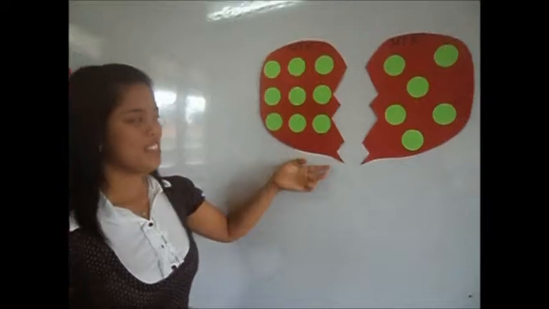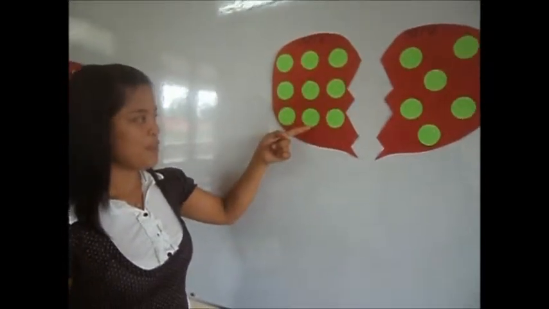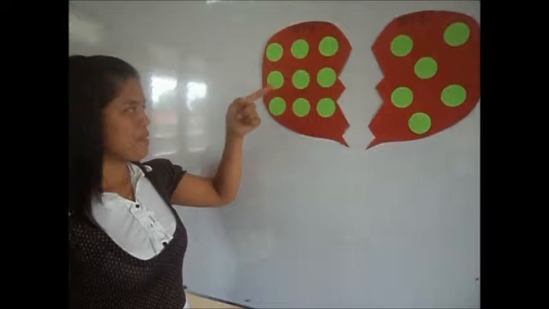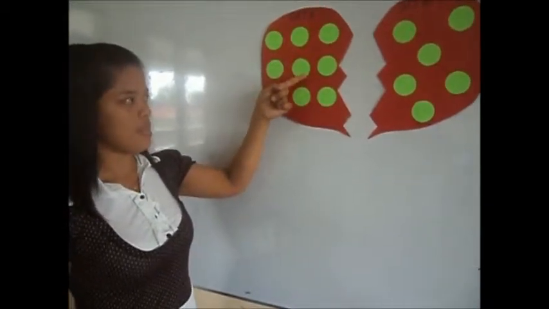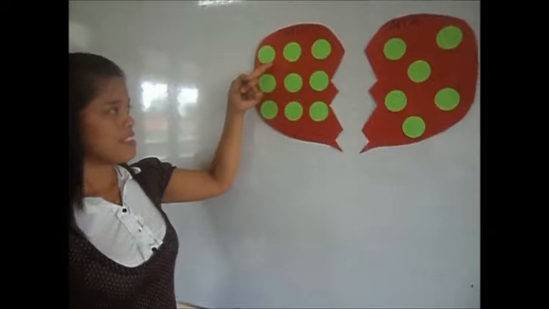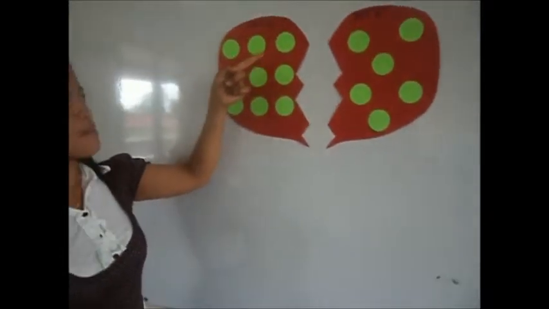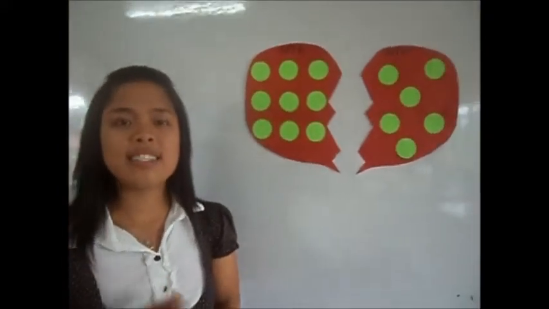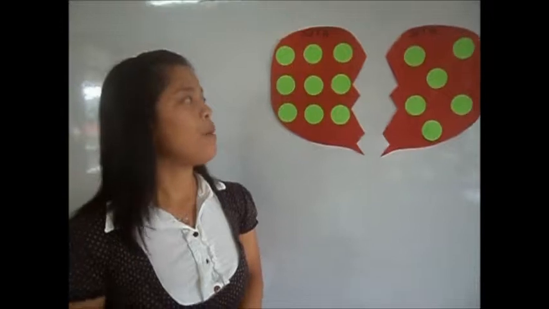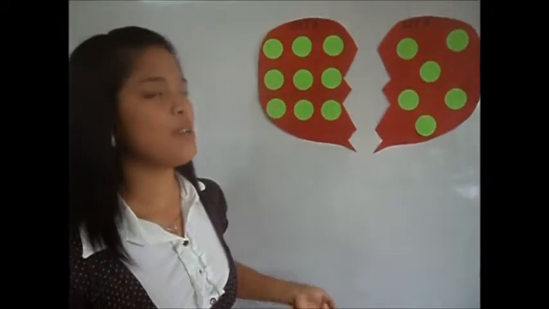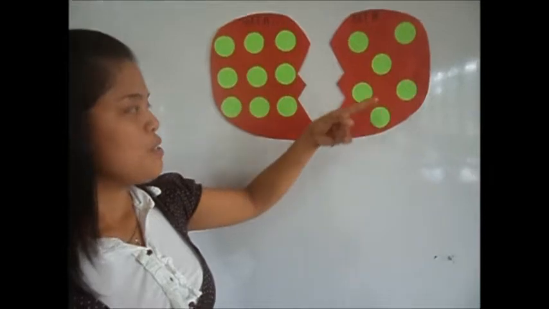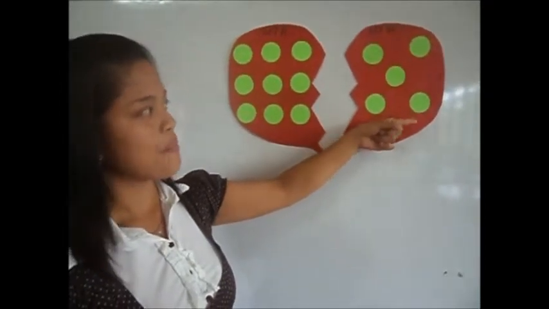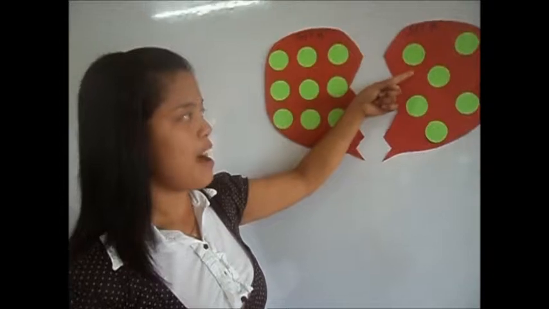Let's count. 1, 2, 3, 4, 5, 6, 7, 8, 9. There are 9 circles in set A. How about in set B? Let's count. 1, 2, 3, 4, 5, 6. There are 6 circles in set B.